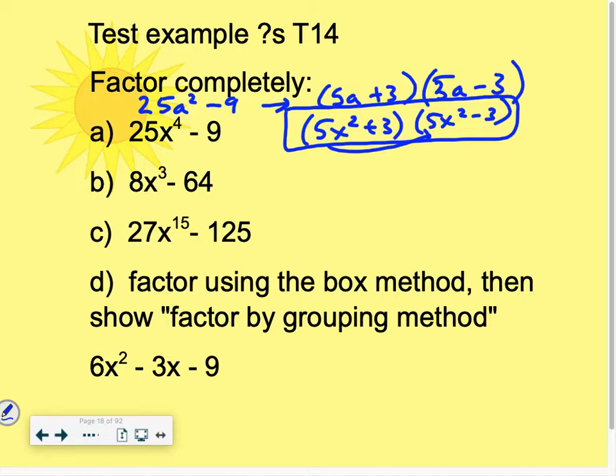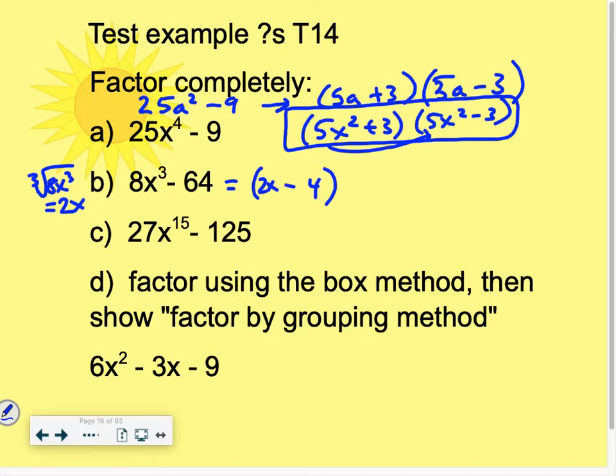If it's a cube, then you should remember the difference and sum of two perfect cubes. So if I cube root 8x cubed, the cube root of 8 is 2, and the cube root of x cubed is x. Because 2x times 2x times 2x is 8x cubed. Likewise, the cube root of 64 is 4, because 4 times 4 times 4 is 64.